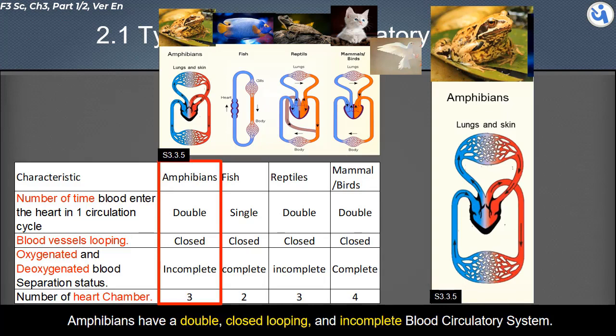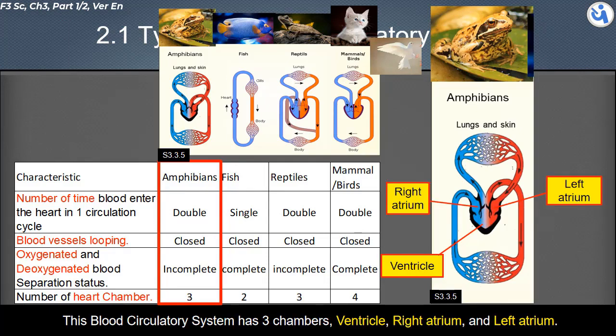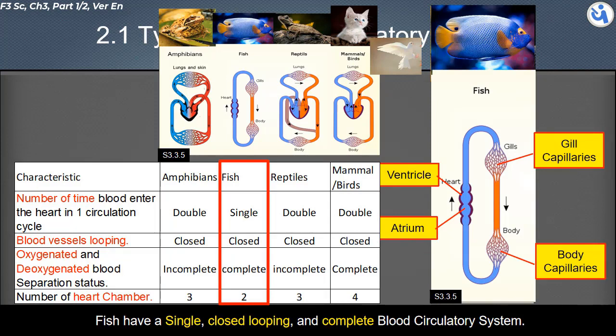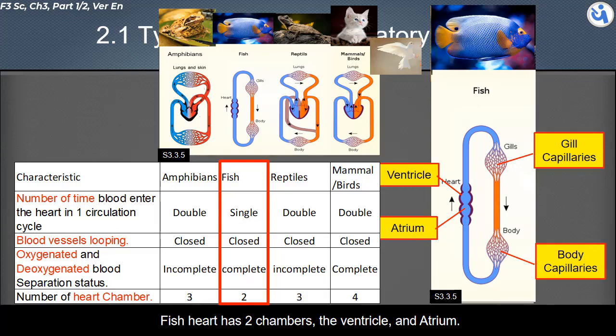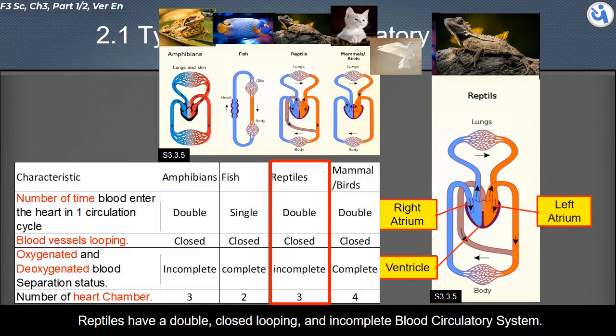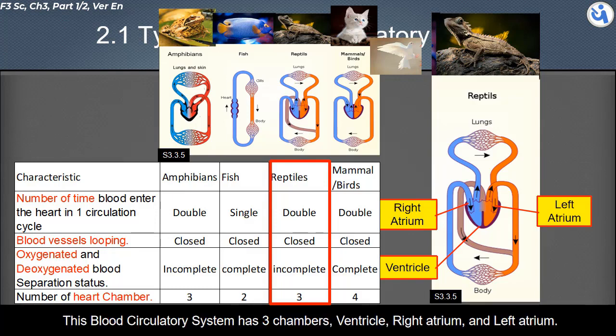About amphibians. Amphibians have a double, closed looping, and incomplete blood circulatory system. This blood circulatory system has 3 chambers: ventricle, right atrium, and left atrium. About fish. Fish have a single, closed looping, and complete blood circulatory system. Fish heart has 2 chambers, the ventricle and atrium. About reptiles. Reptiles have a double, closed looping, and incomplete blood circulatory system. This blood circulatory system has 3 chambers: ventricle, right atrium, and left atrium.